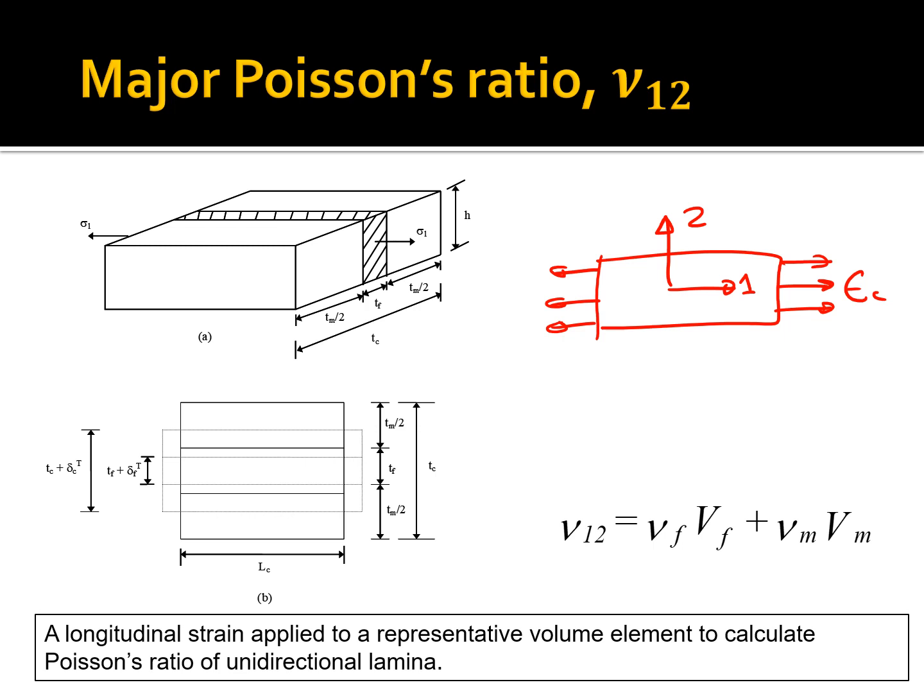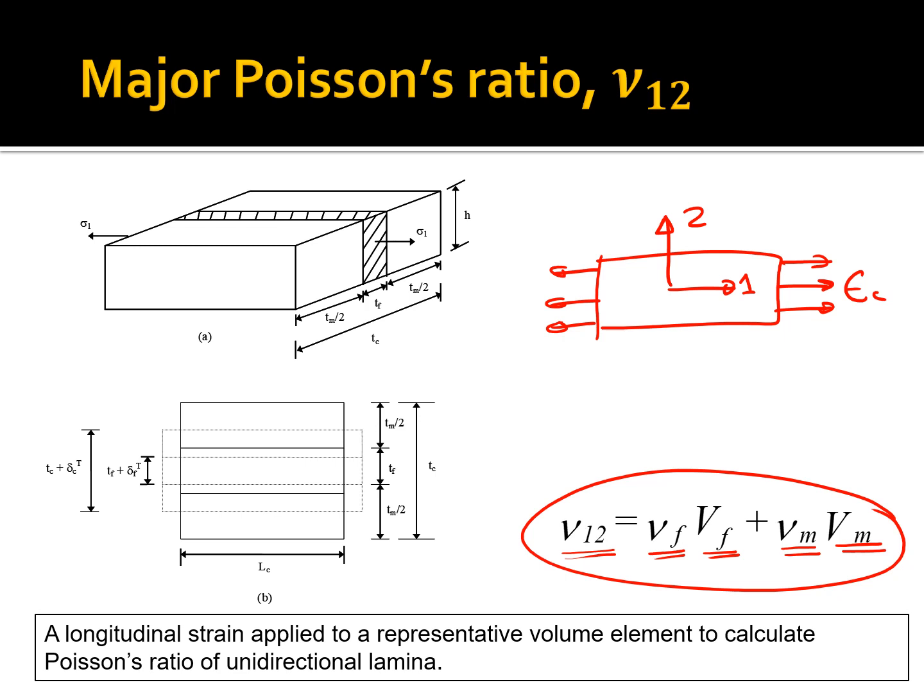Based on that, you'll be able to develop the relationship between the Poisson's ratios for the fiber and matrix and the corresponding fiber volume fractions. So this is what you end up with: again, a rule of mixtures formula where the major Poisson's ratio is given as the Poisson's ratio of the fiber times the volume fraction of the fiber plus the Poisson's ratio of the matrix times the volume fraction of the matrix.